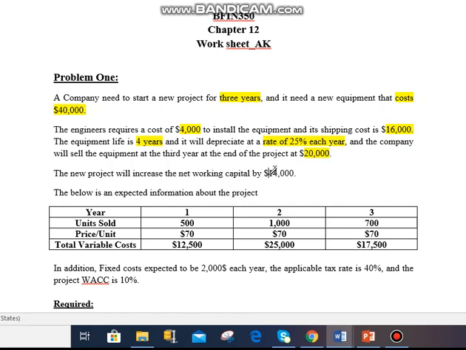And we have a net working capital of $14,000. And we are also given the units sold, which is the quantity sold, the price per unit, and the total variable costs. In addition, the fixed costs are expected to be 2,000, and the applicable tax rate is 40%. And the weighted average cost of capital that will be used to discount the cash flows in order to calculate the NPV is 10,000.